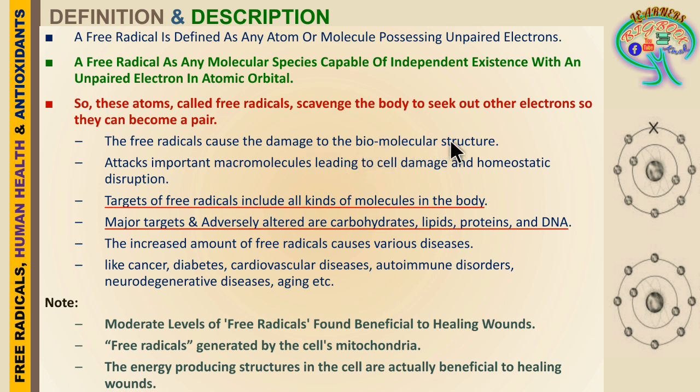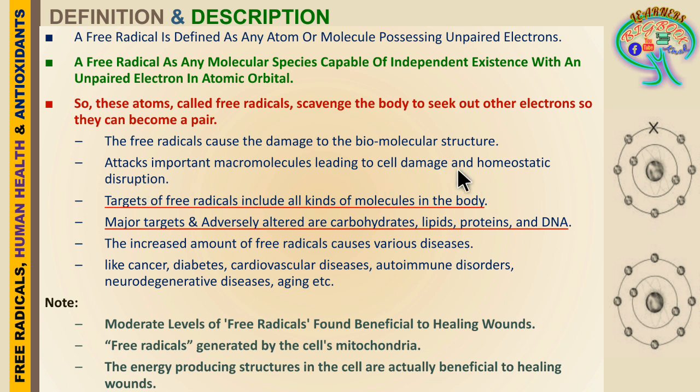It can be proteins, lipids, DNA, nitrogen bases, phosphorus, anything they can react with. Because of that, they pair with the electrons of that particular biomolecular structure and damage it. They attack the important macromolecules, leading to cell damage and homeostatic disruption.